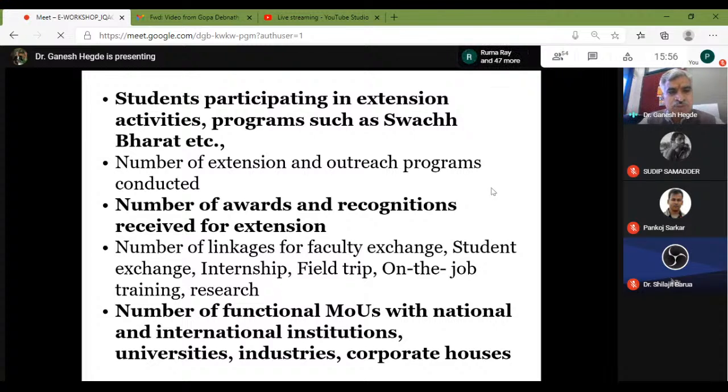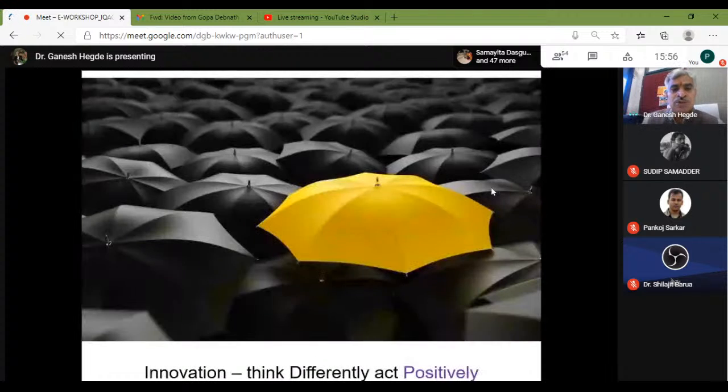So there are various schemes of the MHRD available. The number of extension and outreach programs, number of awards and recognitions, number of linkages, number of functional MoUs.